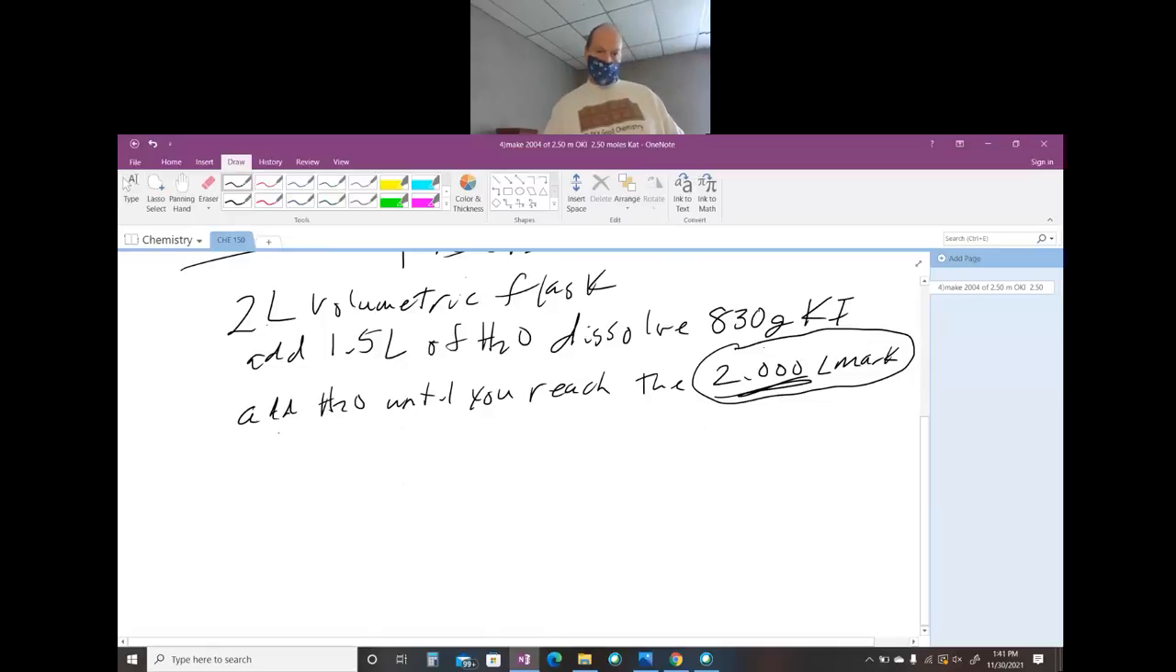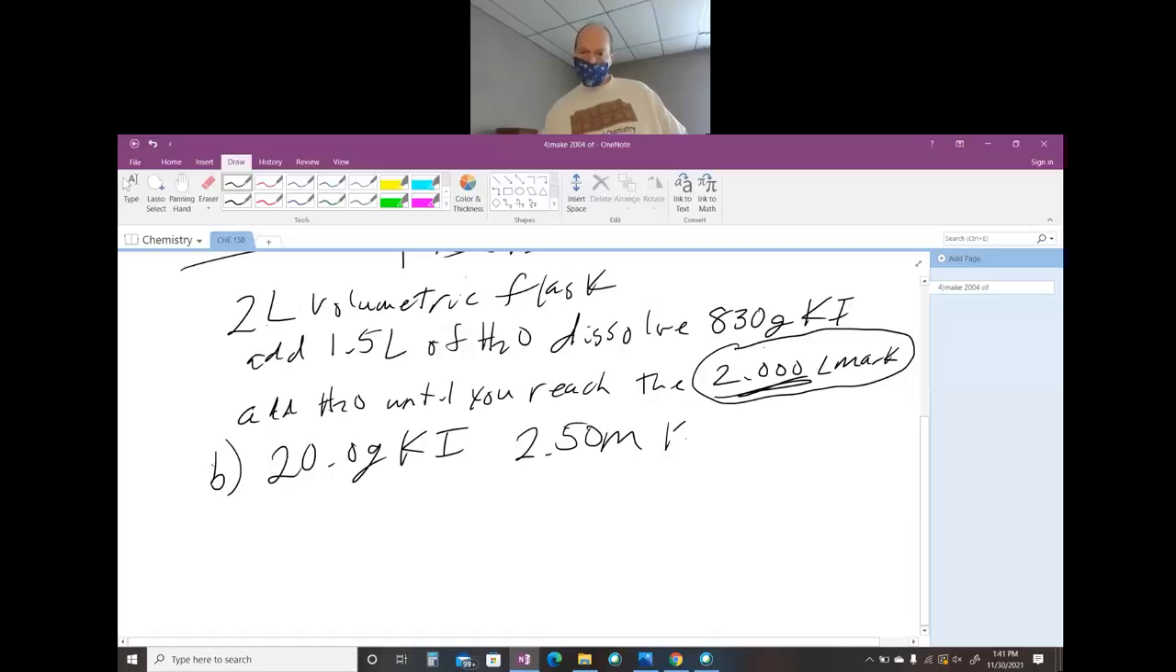Now in part B, it says we want 20 grams of KI. But now all of our KI is gone because we used all 830 grams of it and made a 2.5 molar solution. So I need to know what volume of this 2.5 molar KI I need to add to get the 20 grams of KI. We have 20 grams of KI.